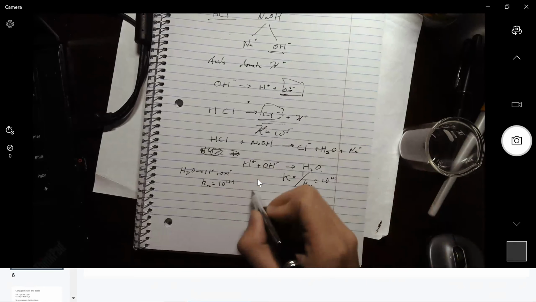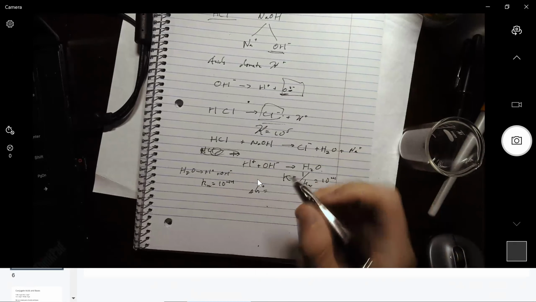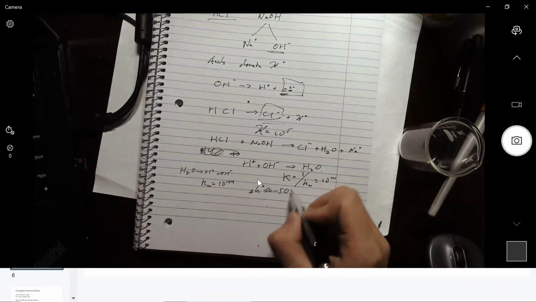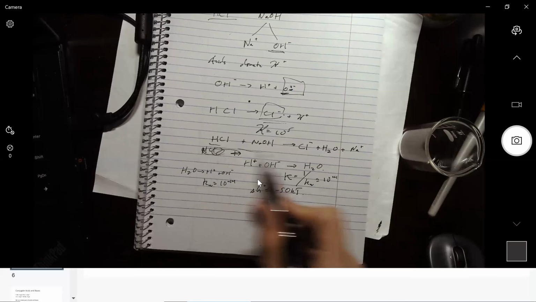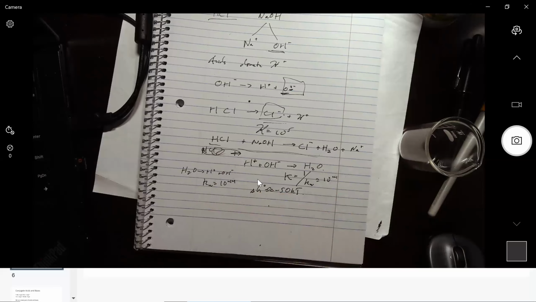So we can calculate delta G, and if I remember correctly, it's about negative 50 kilojoules. And this, of course, corresponds to a huge release of energy. It turns out that this reaction is very highly exothermic, and so it releases a lot of heat. I remember adding hydrochloric acid to sodium hydroxide pellets, and there's a very vigorous reaction. It gets very, very hot.